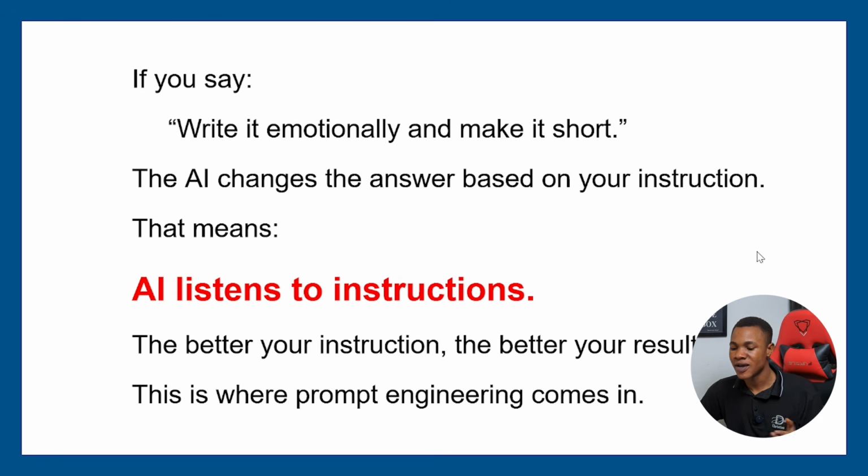So if you say write it emotionally and make it short, all right, you can see that I rephrased already. So if I put write it emotionally, it will also transform it to emotionally. Right? Is that okay? So the AI changes the answer based on your instructions. Remember, AI is not real. It only works based on instructions, and that's why instructions is very important. So AI listens to instructions. So the better your instructions, the better the result. The better the input, what you give to the AI, the better the output, what you get.